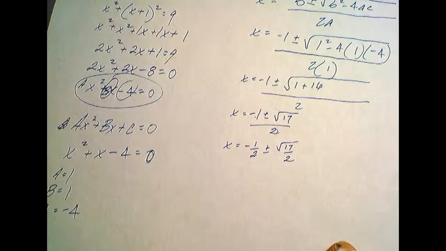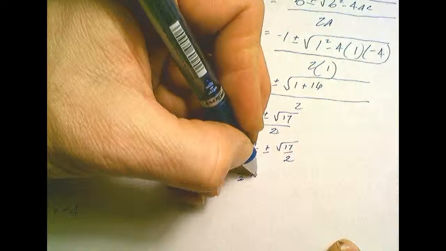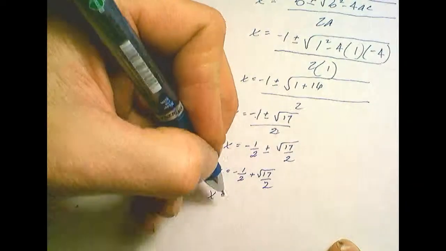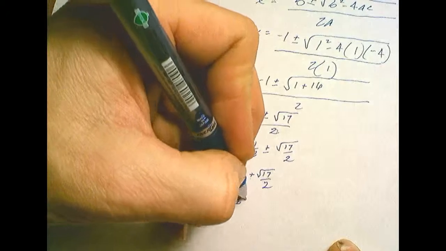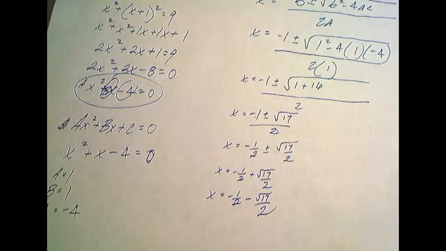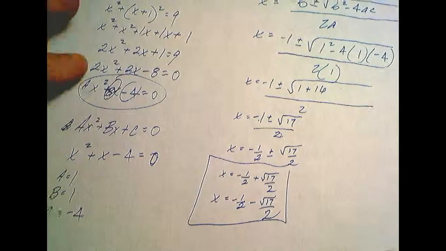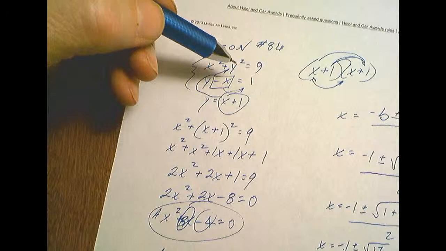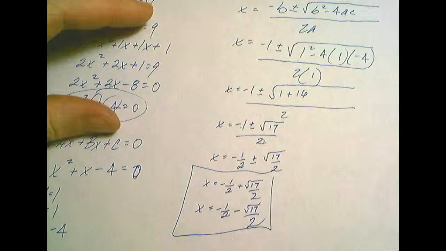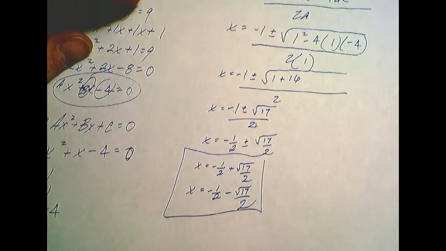So actually we got two values there. We have x equals -1/2 plus the square root of 17 over 2, and we have x equals -1/2 minus the square root of 17 over 2. So both of those are my x values, but if you look back up here at the original one, we're looking for a y value as well. So we're not done until we get not only our x value, but our y value.